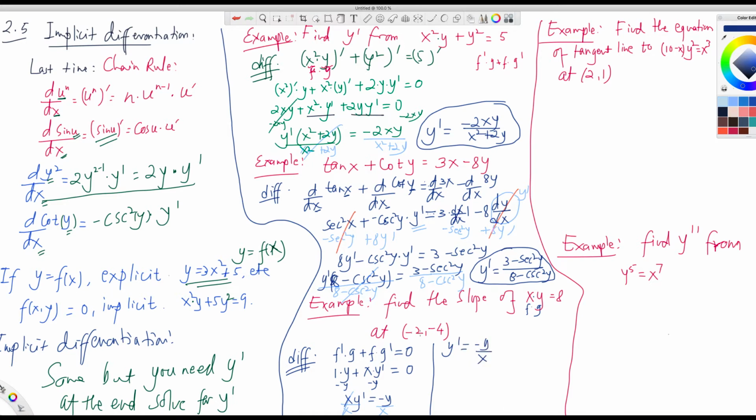But your goal is to find the slope, meaning the derivative at negative 2 and negative 4. So you write at negative 2 and negative 4. This is the x, you see that? This is the y, right? So x will be replaced by negative 2 and y will be replaced by negative 4. So y prime equals negative 4 over negative 2. So what you get is positive 4 over negative 2, which is negative 2. So this is the slope.